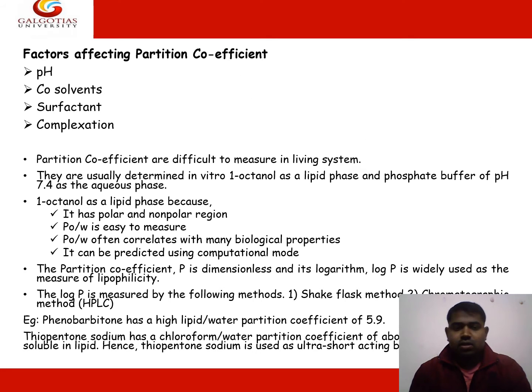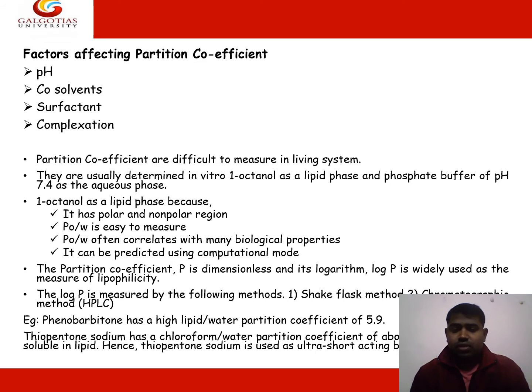What are the factors that affect the partition coefficient? There are four factors that directly impact the partition coefficient of any drug: pH, co-solvent, surfactant, and complexation and chelation. I think in an earlier lecture I discussed the co-solvent and surfactant impact. The partition coefficients are difficult to measure directly in a living system. You can study this by in vitro study. I think you all know in vitro and in vivo. So you can adopt this technique.